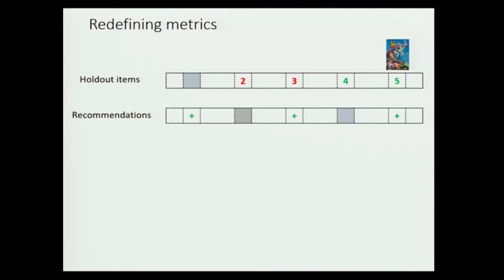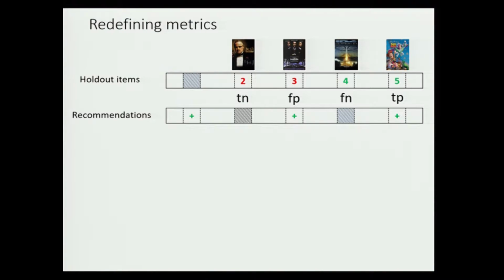So when we recommend something and the true rating assigned by the user is positive, then it's a true positive prediction. If we recommend something and it has a negative rating, that is a false positive. Similarly, if we do not recommend something and it has a positive rating, then it's a false negative, and if it has negative feedback, then it's a true negative, right?